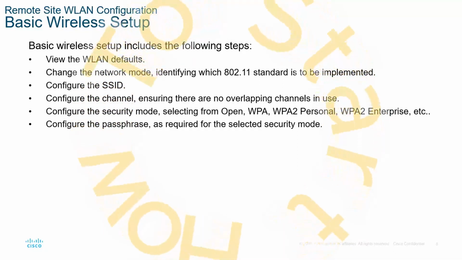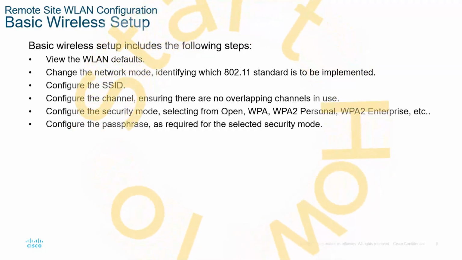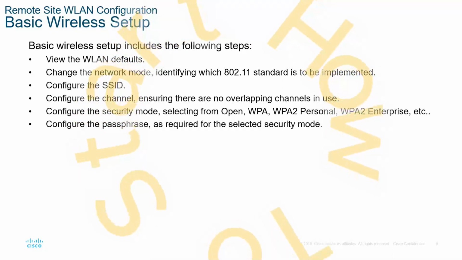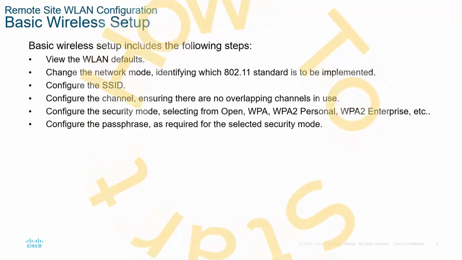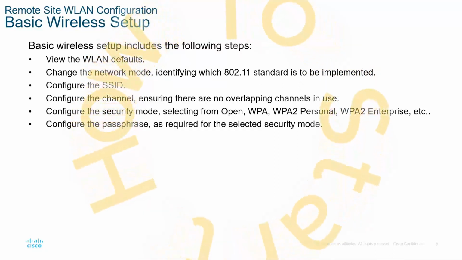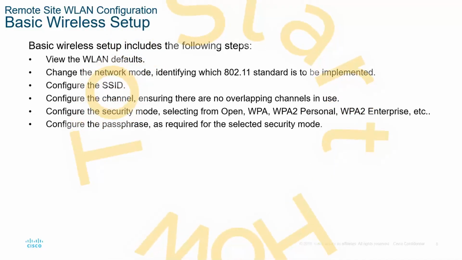Next, you're going to set the security. Are you going to leave it open? Are you going to set it to WPA? Are you going to set it to WEP? Whatever your security requirements are, you make sure to do that. Next, you're going to be configuring the passphrase. That way you can ensure that there's a password on your wireless network.